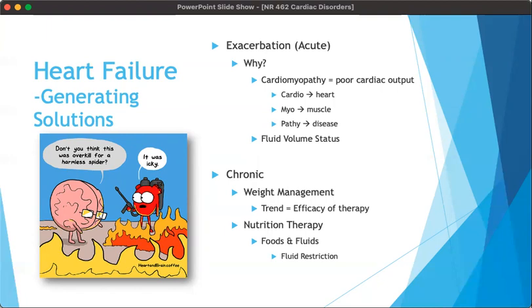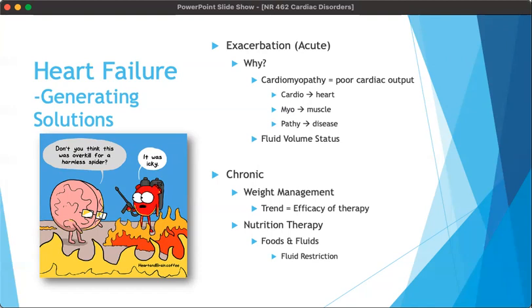So we always want to be assessing: is it a heart problem, like the heart's getting worse? Or is it a fluid volume status problem, either from fluid that they've consumed or fluid that we have given them? Especially IV fluids are things that we need to look out for in the hospital setting. For chronic patients, or when we get through the acute exacerbation phase and are looking to get back to that baseline level of disease, then we're back in chronic management.